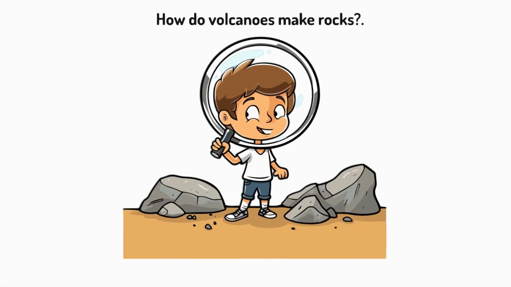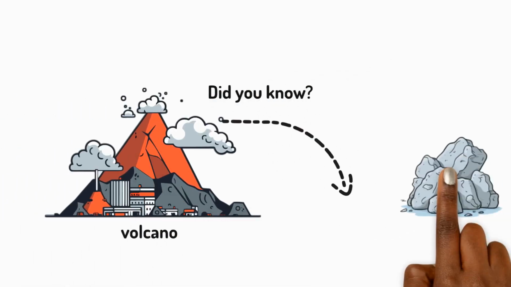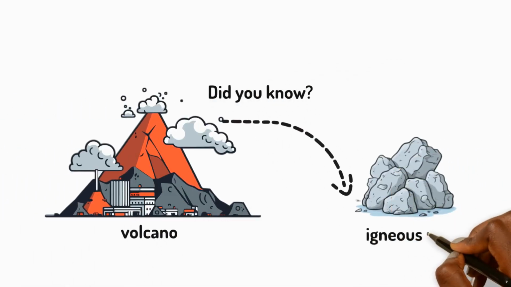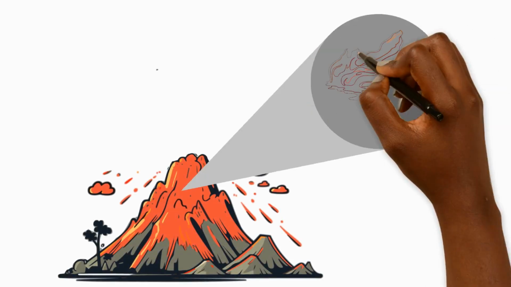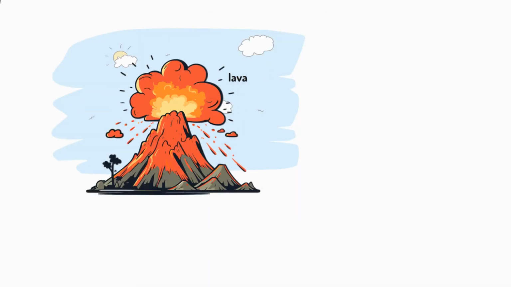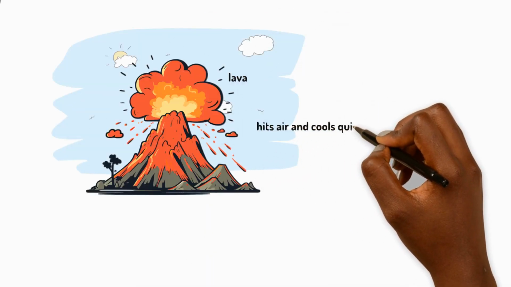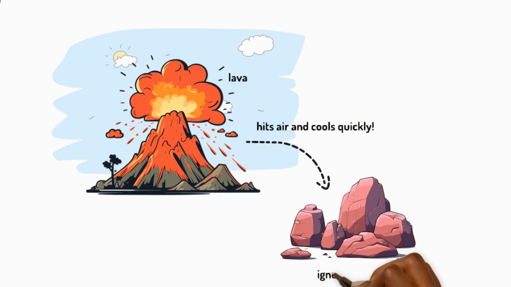How do volcanoes make rocks? Did you know volcanoes can make rocks? These rocks are called igneous rocks. Here's how. When volcanoes erupt, they produce magma, which is a melted liquid rock. Once magma reaches the Earth's surface, we call it lava. When lava touches the cool air, it cools down quite quickly and becomes igneous rock.